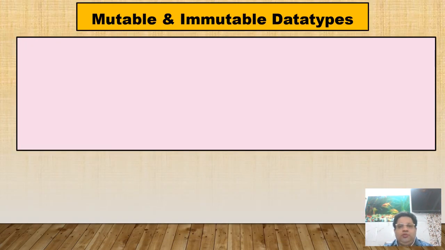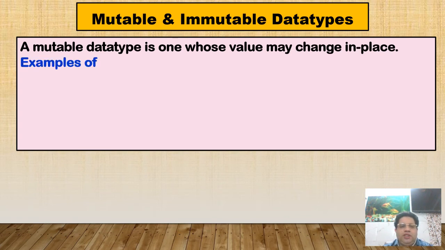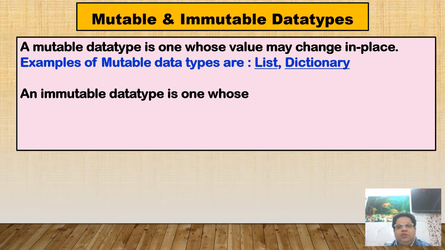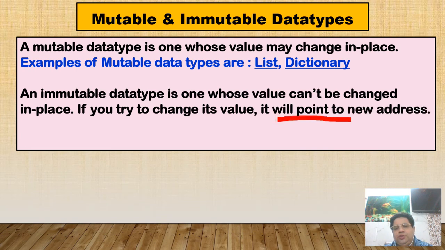So what are mutable and immutable data types? If the difference is asked in exams, a mutable data type is one whose value may change in place. It means its value can be changed. The examples of mutable data types in Python are list and dictionary, which we will study as separate topics. There are full chapters in your syllabus on list and dictionary. An immutable data type is one whose value can't be changed in place.